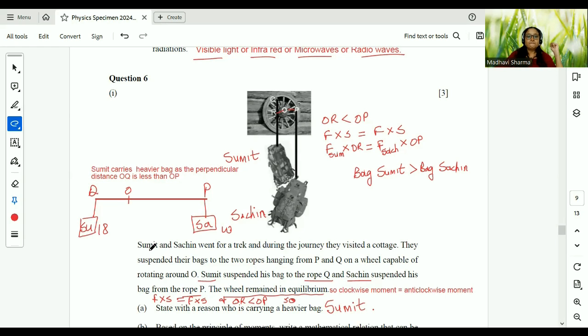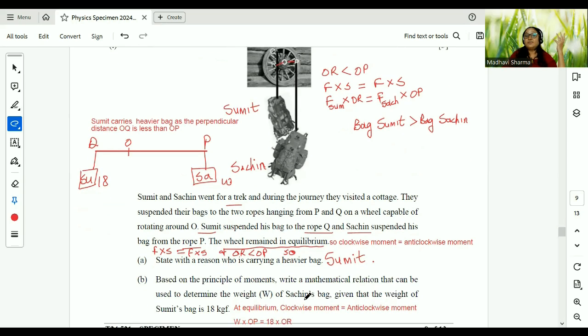Let's read. Sumit and Sachin went for a trek, and during the journey, they visited a cottage. They suspended their bags to two ropes hanging from P and Q on a wheel capable of rotating around O. Sumit suspended his bag to rope Q. So this is Sumit, yeah? And Sachin suspended his bag from the rope P. Yes, this is Sachin. Dekho. This is Q, this is P. The bags suspended. And best part is the wheel remained in equilibrium. It did not move.